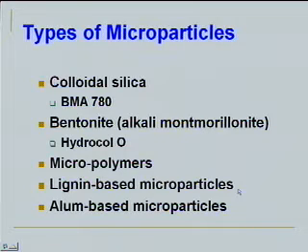The next slide shows the different types of microparticles. The microparticles include the colloidal silica, such as the BMA 720, and also the bentonite, such as the Hydrocol O. They also include the micropolymers and the lignin-based microparticles. Those first ones are the anionic particles, and the lignin-based microparticles are the cationic microparticles.